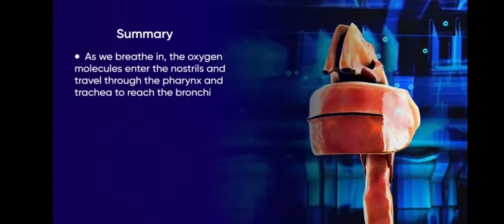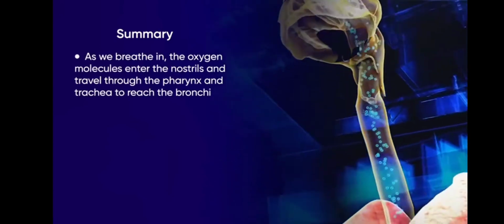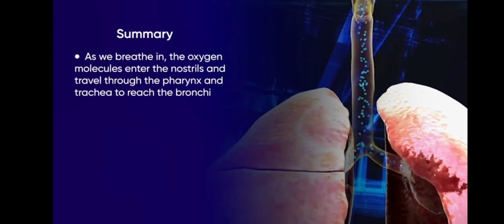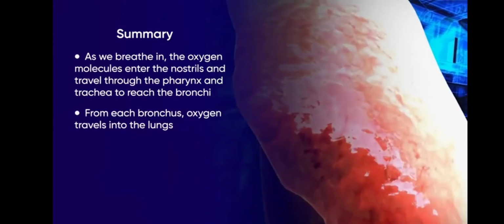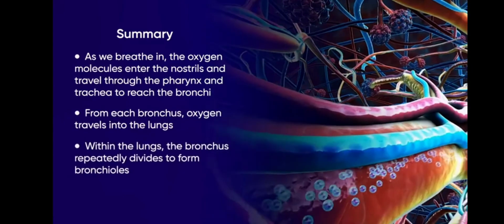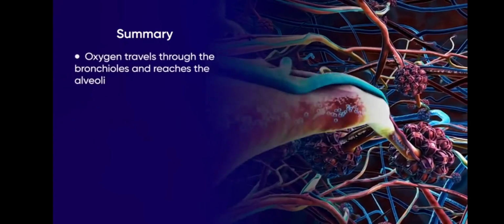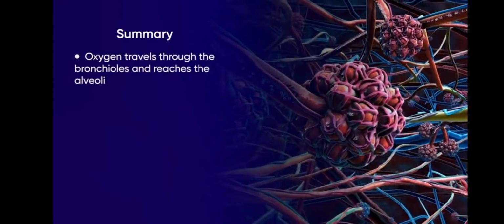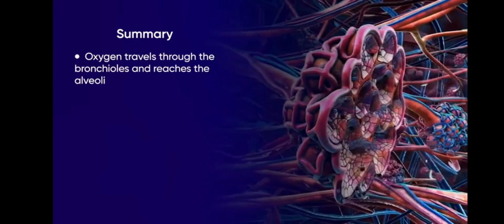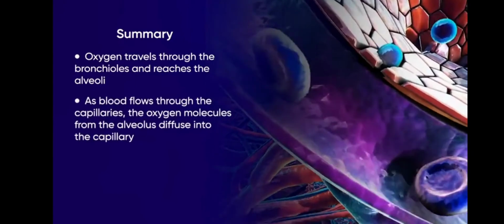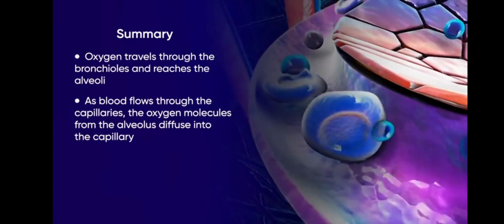As we breathe in, the oxygen molecules enter the nostrils and travel downwards through the pharynx and trachea to finally reach the bronchi. From each bronchus, oxygen travels into the lungs. Within the lungs, the bronchus divides repeatedly to form bronchioles. Oxygen travels through these bronchioles and reaches the alveoli, each of which is surrounded by a network of capillaries. As blood flows through the capillaries, the oxygen molecules from the alveolus diffuse into the capillary.